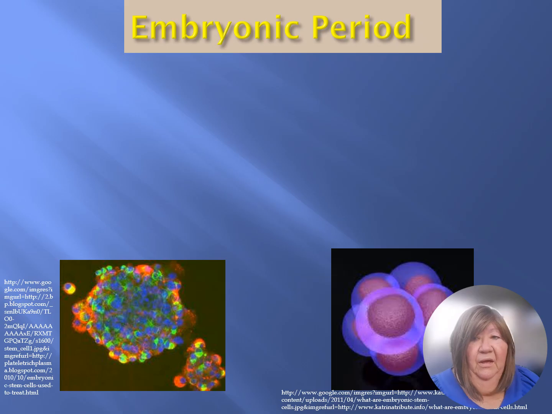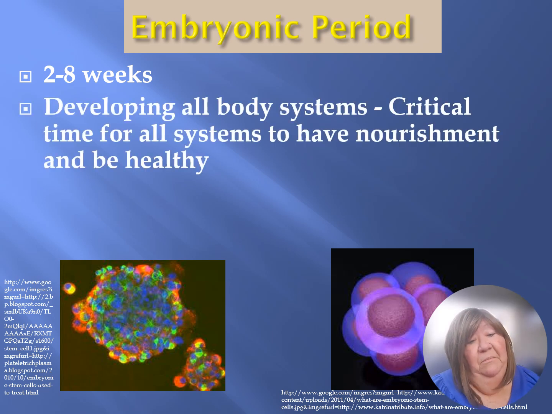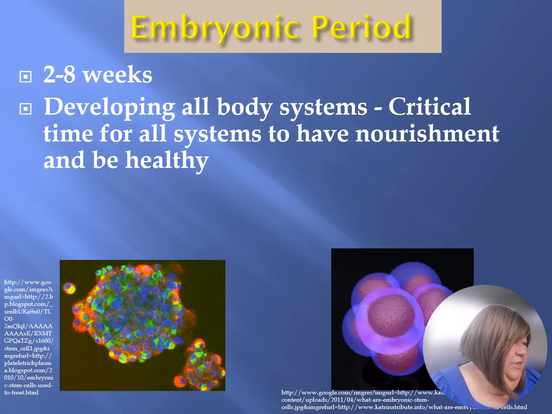Okay, the embryonic period then is the period after that, from 2 to 8 weeks. Now, if you notice, you don't usually know that you're pregnant by this time. You may have some morning sickness and things like that, but meanwhile, the embryo is developing all of its body systems. It's a really critical time, and all the systems need to have nourishment and be healthy.